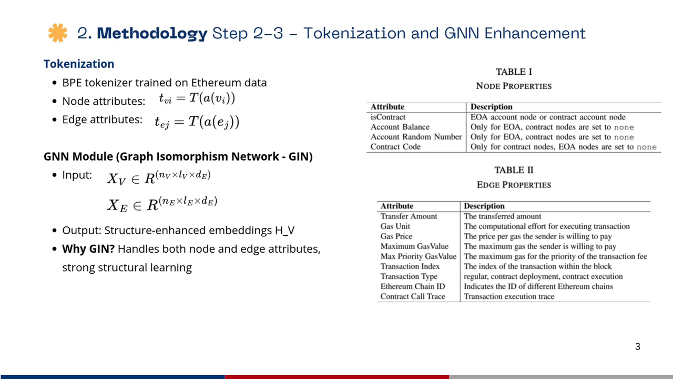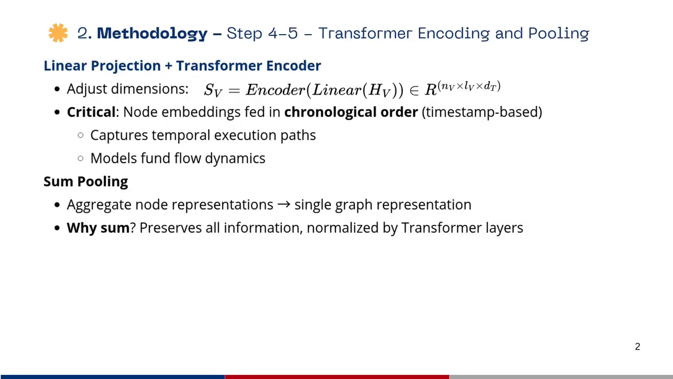Then they convert the tokenized layer into dense vectors in the embedding layer, and then they inject them into a graph isomorphism network, GIN. The input here is X nodes and X edges. The output will be structure-enhanced embeddings. And the reason why they are using GIN is because it handles both node and edge attributes, and it preserves a strong structural learning of the embedding.